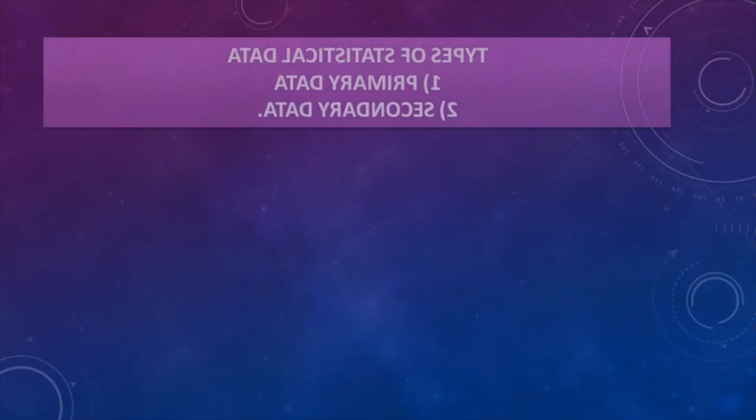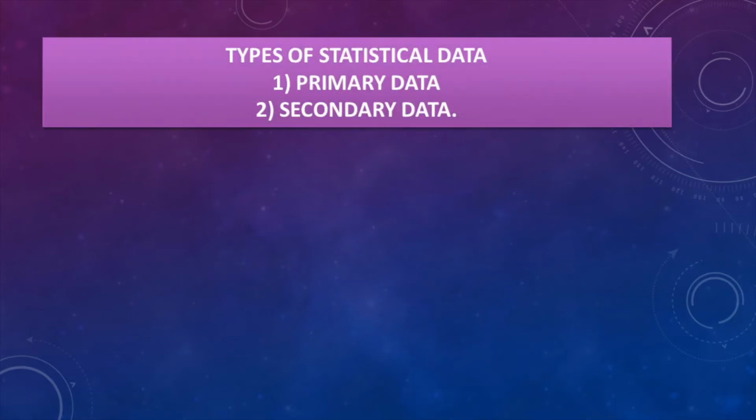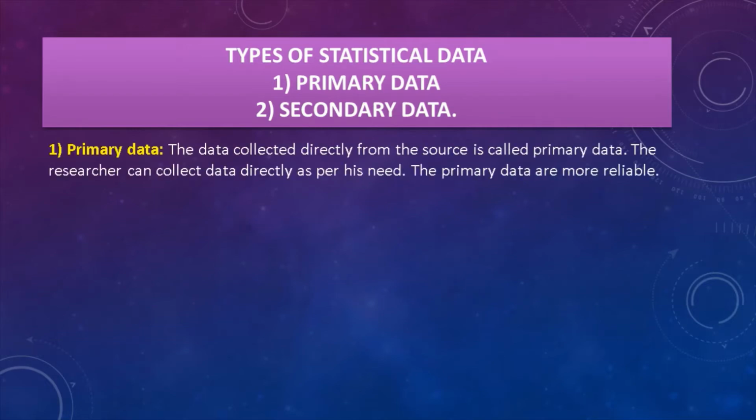So my dear students, at first, types of statistical data. Number 1, primary data. Number 2, secondary data. So this is the primary data, my dear. The data collected directly from the source is called primary data. The researcher can collect data directly as per his need. The primary data are more reliable. That is the important thing, my dear.